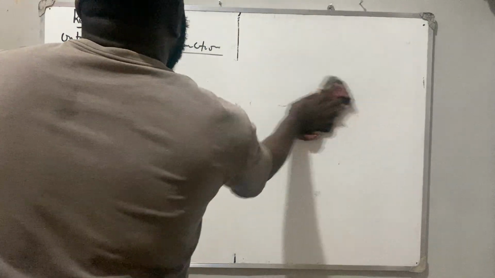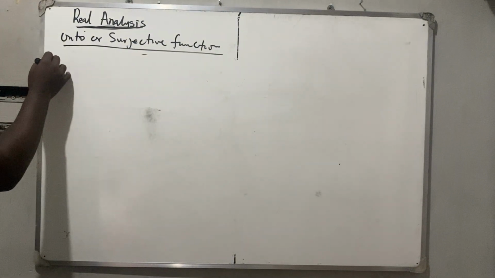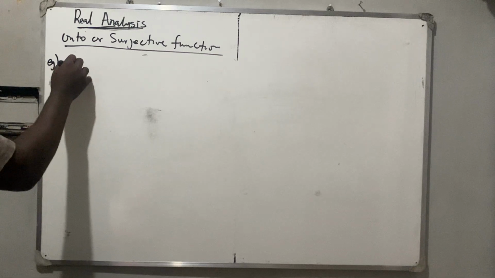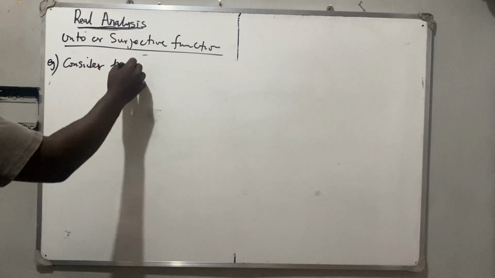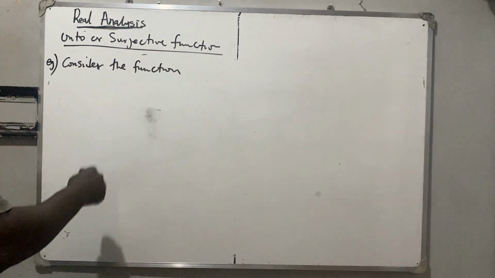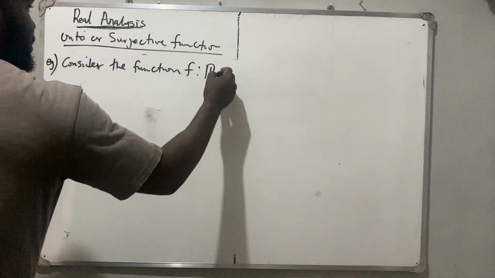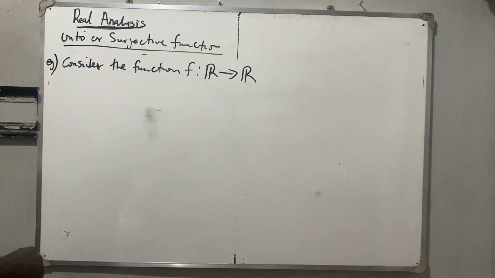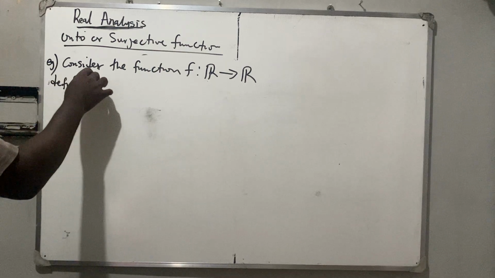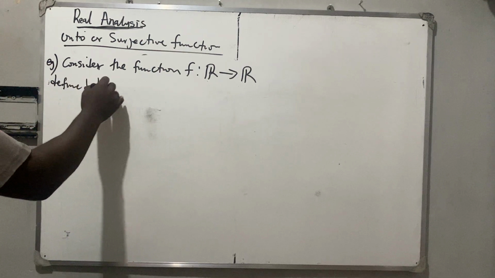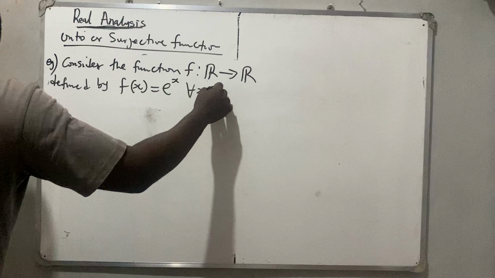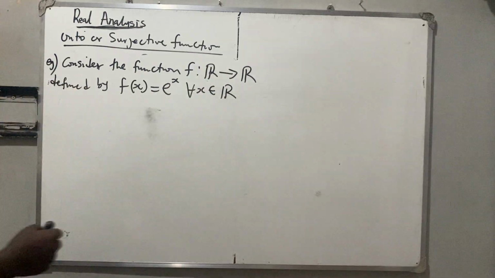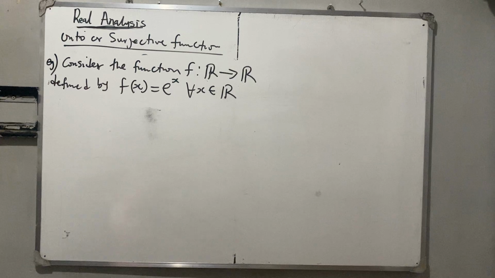Okay, so the last example. In this last example, consider the function f from R to R defined by f of x, which is equal to exponential x, for any x belonging to R. Okay, so now this function is 1 to 1. This function is 1 to 1, obviously.